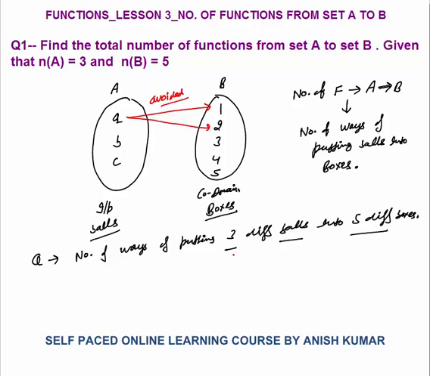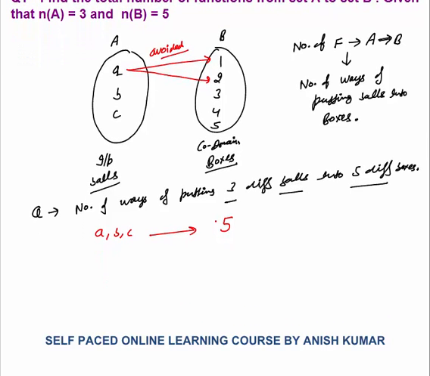Now let's find the number of ways of putting 3 different balls into 5 different boxes. Now take ball number A. Ball number A can go to any of the 5 boxes. Now I'm just taking an example. These are my 3 balls and these are my 5 boxes. The balls are A, B and C. The boxes are 1, 2, 3, 4 and 5.